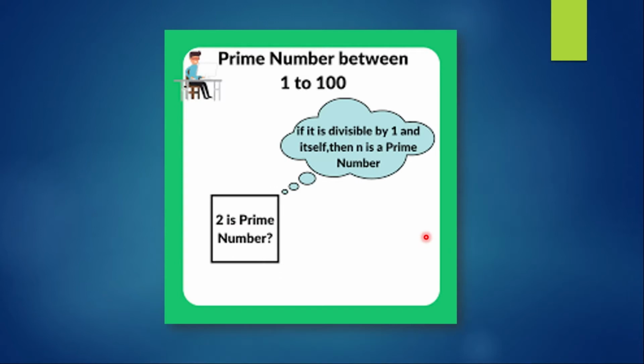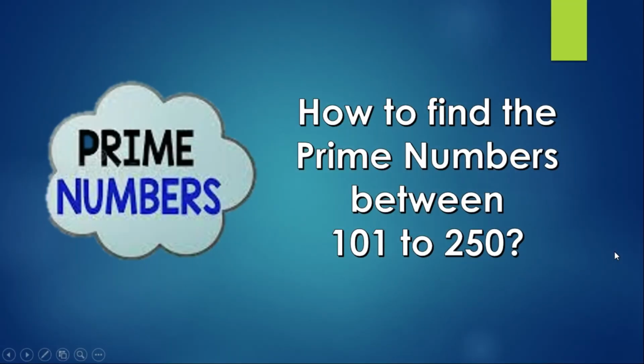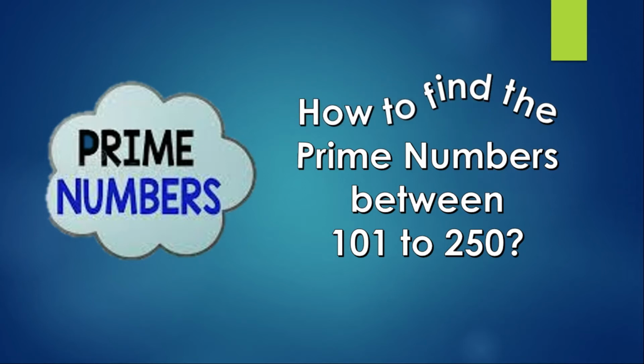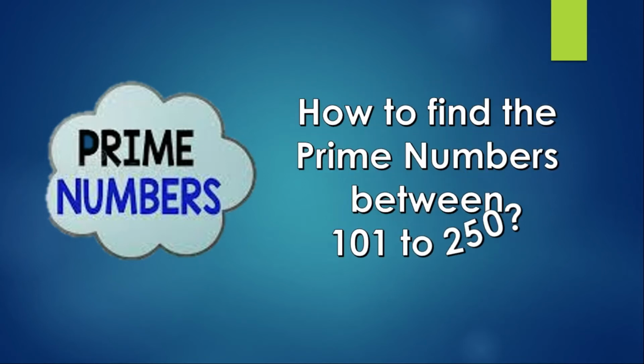Now prime numbers between 1 to 100 we already know by using the Sieve of Eratosthenes. We have already found out the prime numbers between 1 to 100. So the sieve from 1 to 100 will be used to find out the prime numbers between 100 to 250. So let's get started.